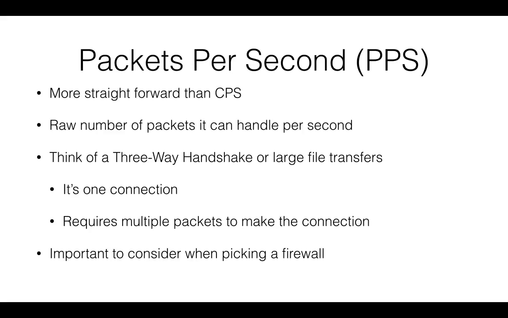Another common measurement you'll see is packets per second, and basically that's just how many raw packets the firewall can process every single second. Now think about a three-way handshake: we have the SYN packet, the SYN-ACK packet, and an ACK packet, and then the sending host can start to transmit data. So at a very minimum with TCP, it'll take 4 packets for the sender to get 1 real packet of data across. That's still only 1 connection.